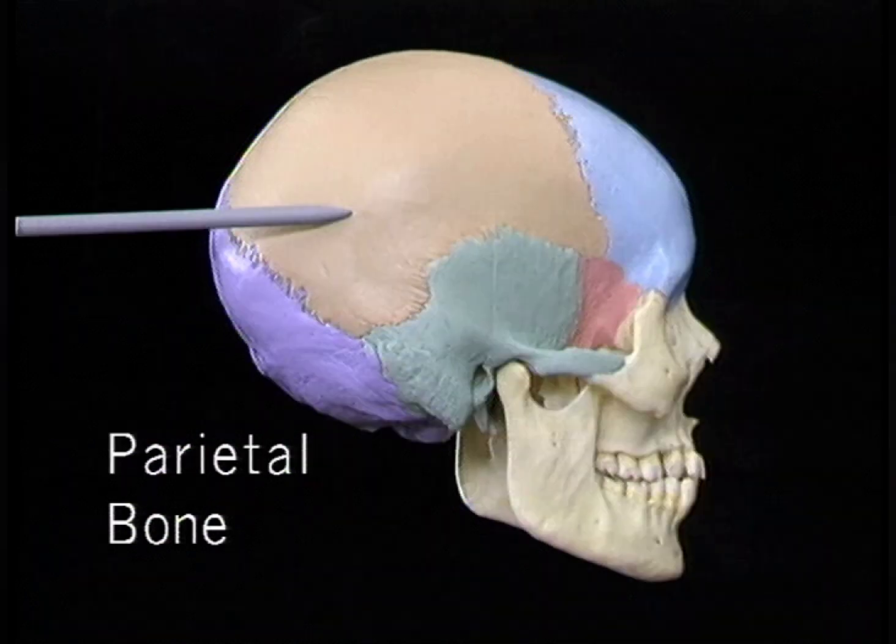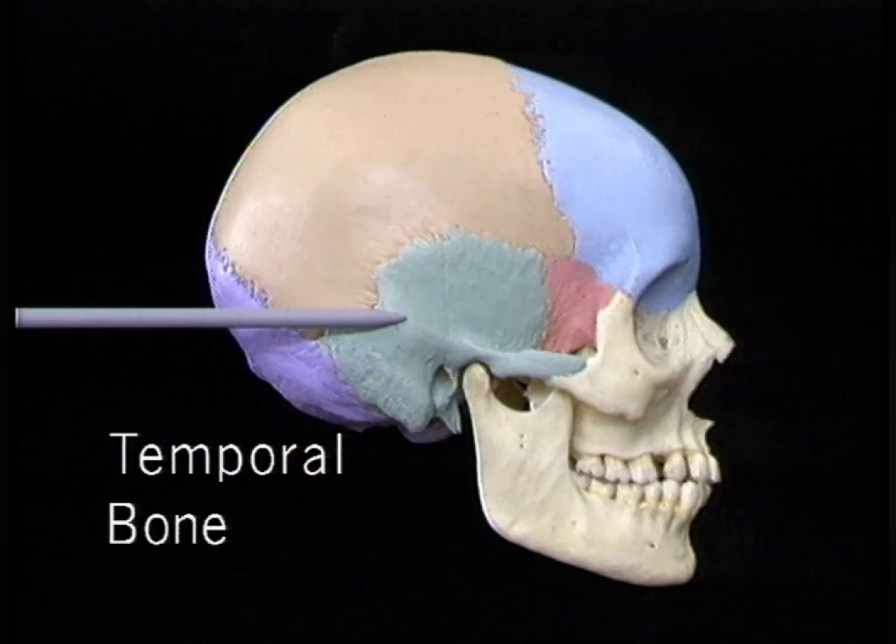Parietal bone is a paired cranial bone. It is located on the lateral aspect of skull. It also forms the vault of skull. Temporal bone is a paired cranial bone. It is located on the lateral aspect of skull.